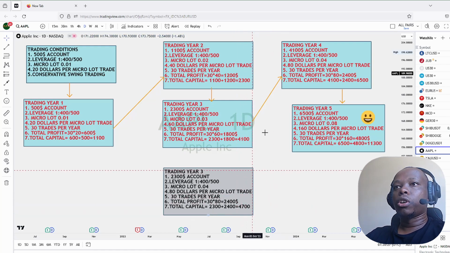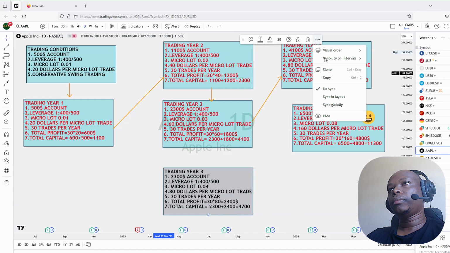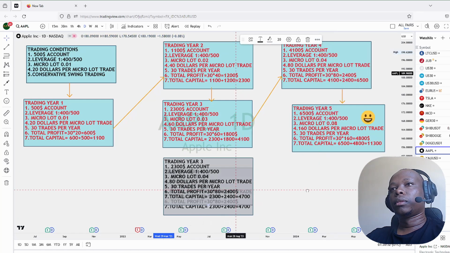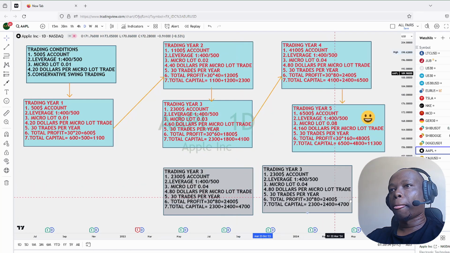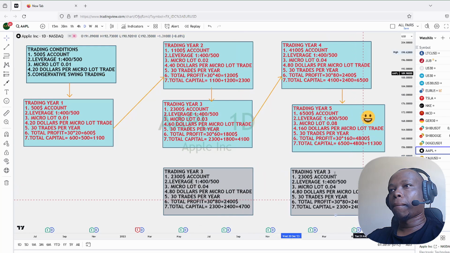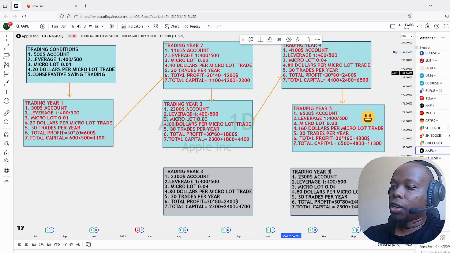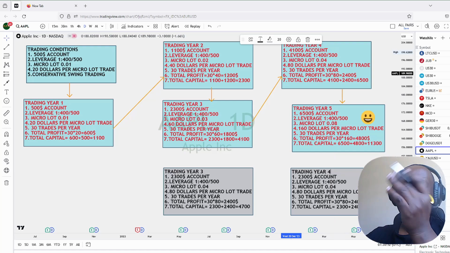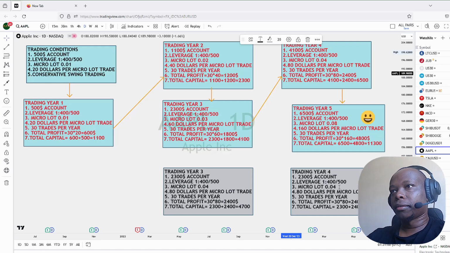So let's go to, now let me just clone this. Let us go to year 4. Trading year 4, we have done this. 2,300 was a micro lot for 0.04. Now we have 4,000. We can simply double the lot size. But let me not double the lot size. Let me just go from 0.04 to 0.06. Let's see what happens. Nobody knows.